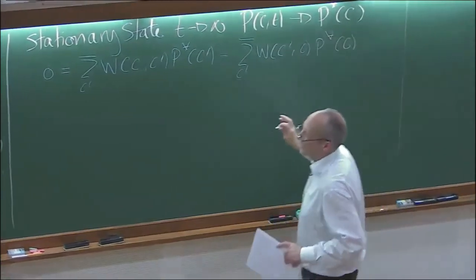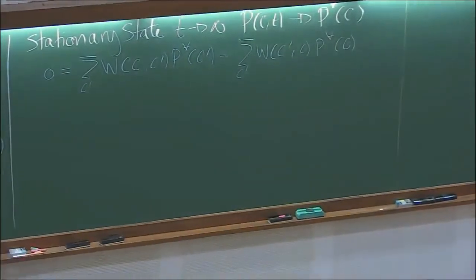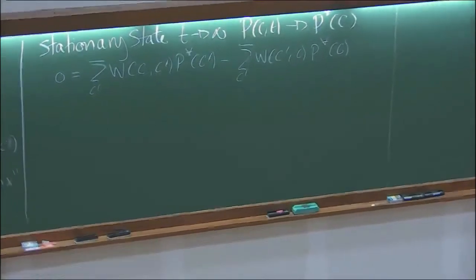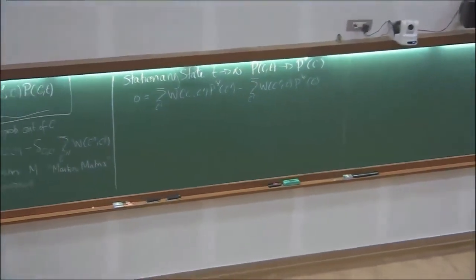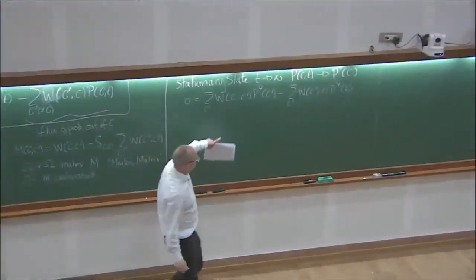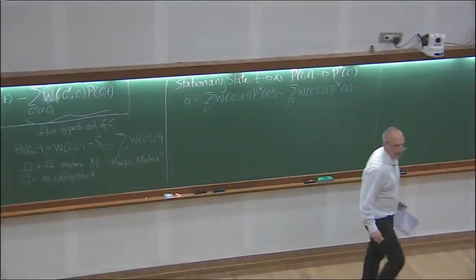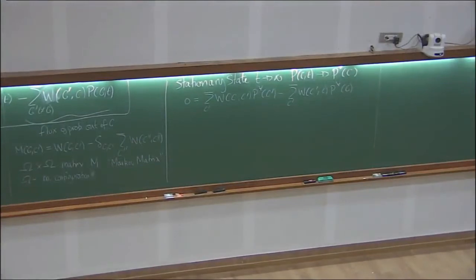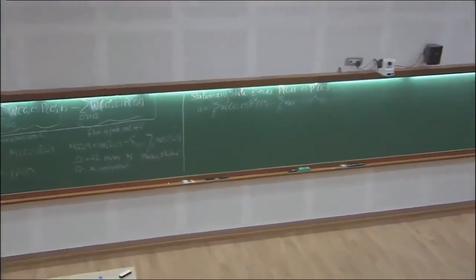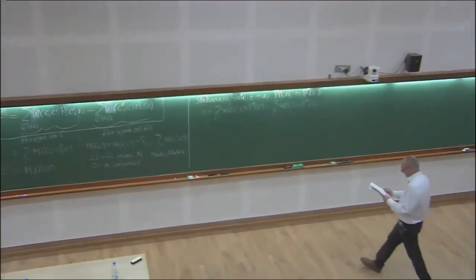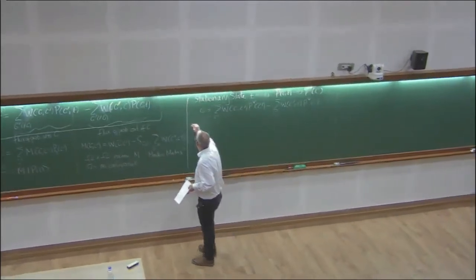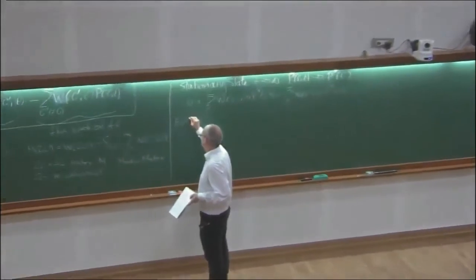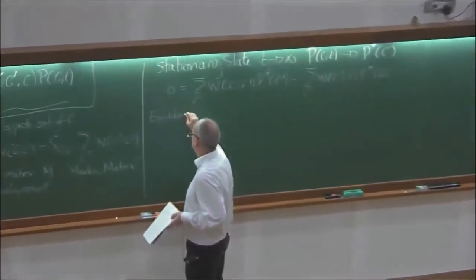Okay, so all I've done there is to take this equation, set this derivative to 0, and then the p becomes time independent, and it's the p star. So I just want to solve this equation to give me the stationary state. So there's a number of ways of solving this. And now let's define what I'll call the equilibrium solution.